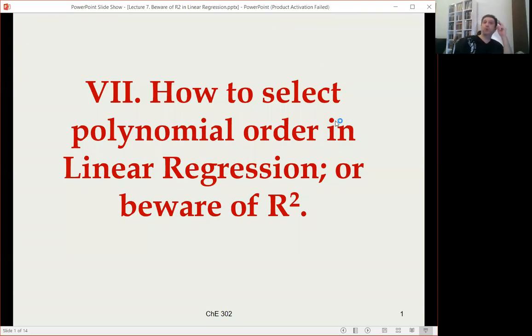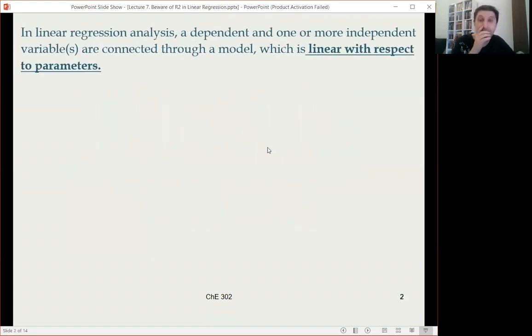Anyway, so today's talk will be about, as I said, how to select polynomial order in linear regression, and I'm going to try to combine it with R-square. First of all, very briefly, I would like to talk about the concept of linear regression. Here, what does linearity correspond to? Here, actually, the linearity corresponds to parameters.